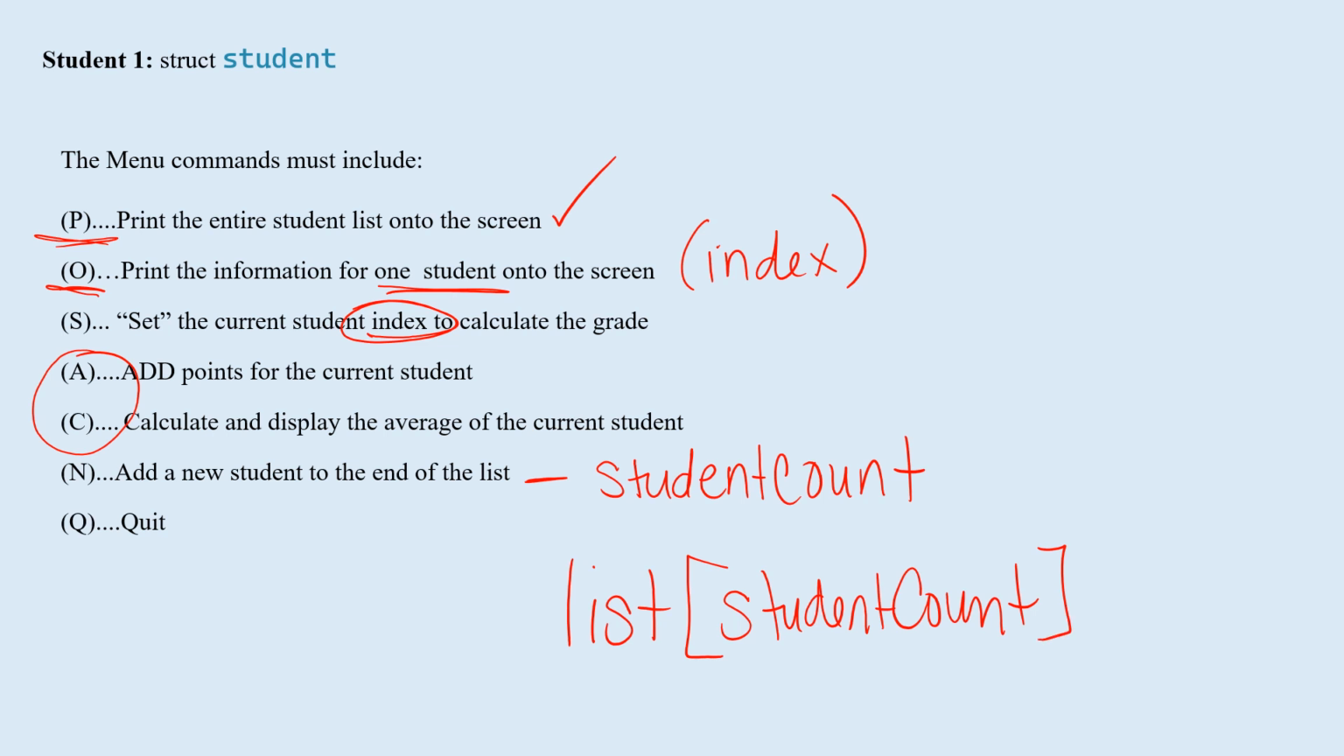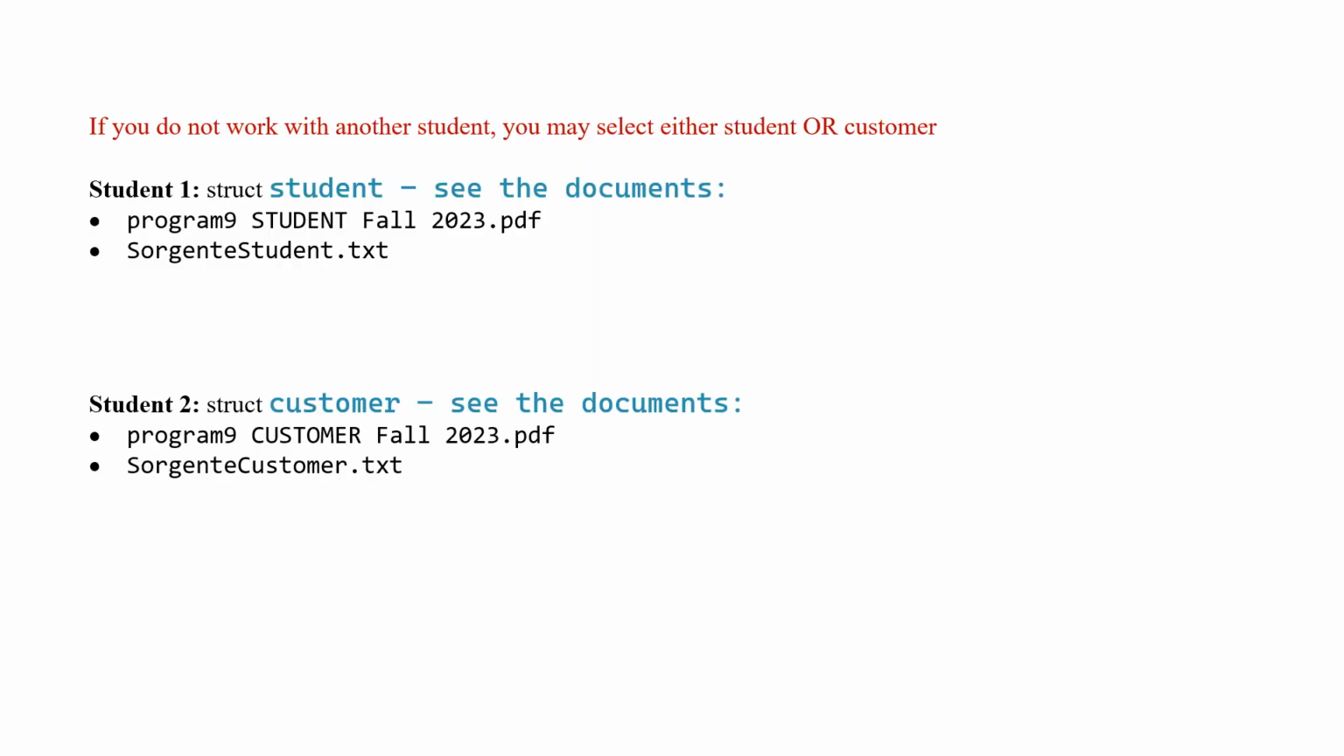This is just an overview. All right, so that is the overview of the student. Again, just to repeat, the details of the assignment are in a PDF document, and there is a code right here, the student code, to help you get started on that.